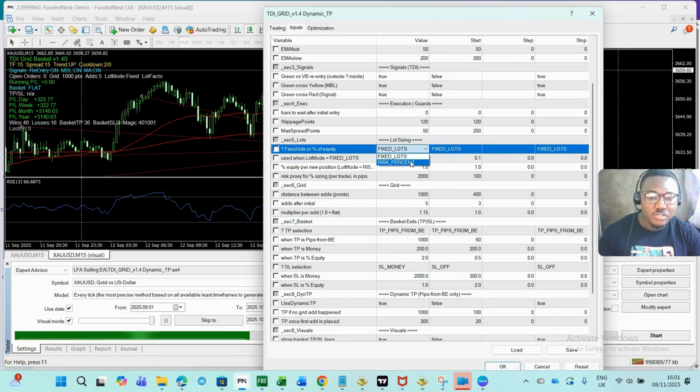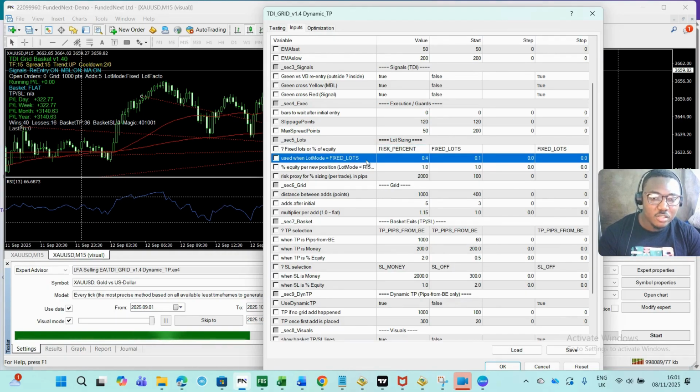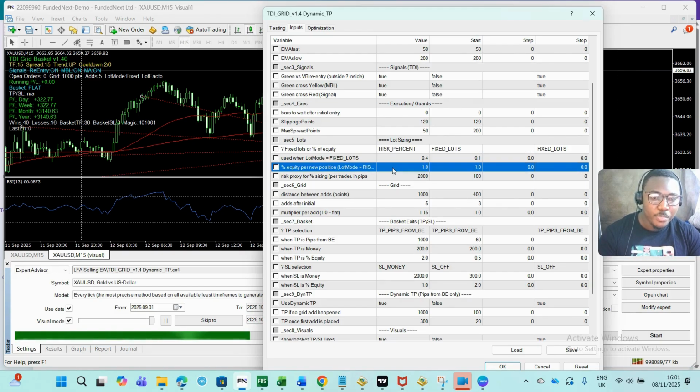You might also decide to use risk percentage, and if you set it to risk percentage, your fixed lot does not really matter. What matters now is the risk percentage. Okay, you can set it to 1%. This is good for you if you are trading with a prop firm. You can always risk 1% per trade.